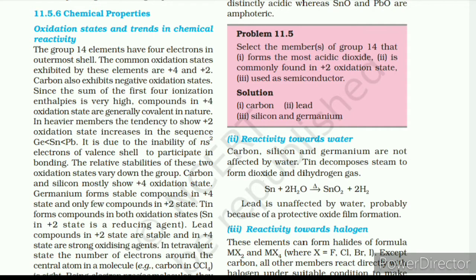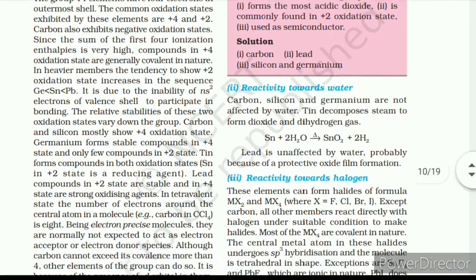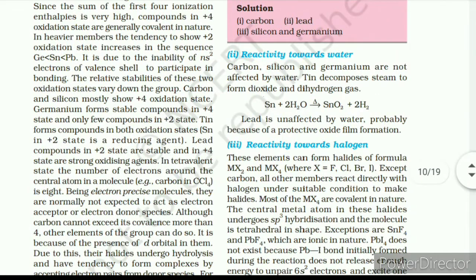The relative stabilities of these two oxidation states vary down the group. Carbon and silicon mostly show +4 oxidation state. Germanium forms stable compounds in +4 state and only few compounds in +2 state. Tin forms compounds in both oxidation states. Tin in +2 state is a reducing agent. Lead compounds in +2 state are stable and in +4 state are strong oxidizing agents.